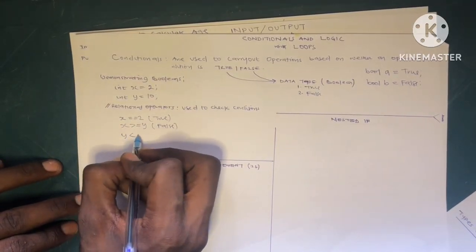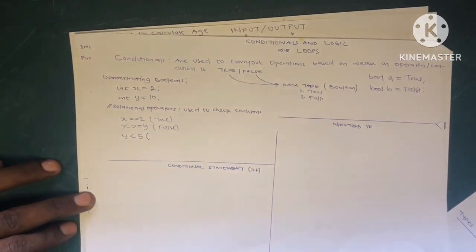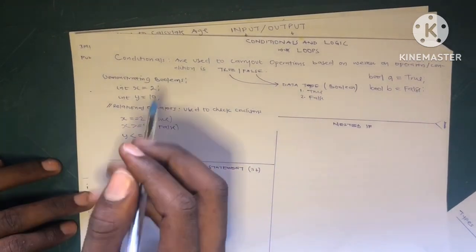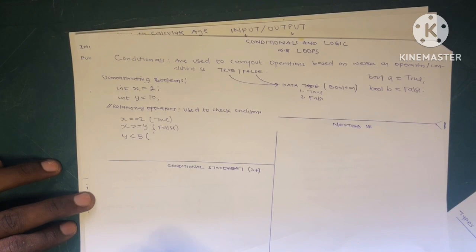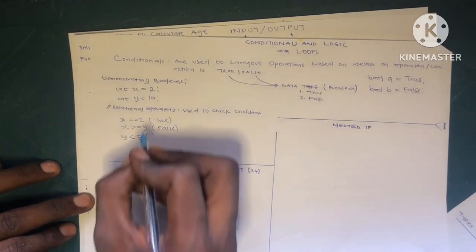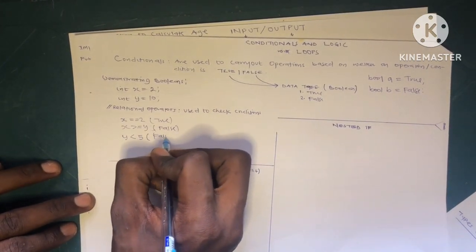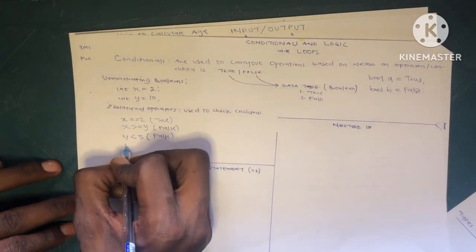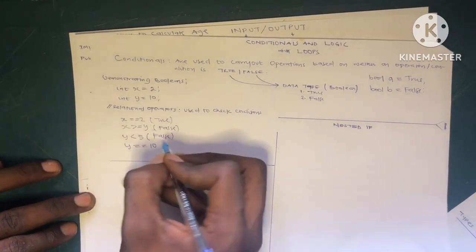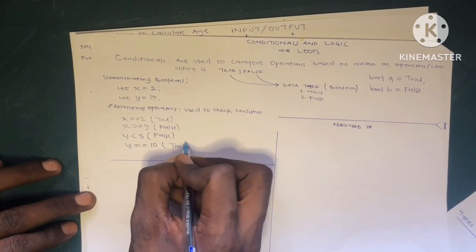Now, is y less than 5? Think about it. Is 10 less than 5? No. 10 is not less than 5 because 10 is greater than 5. So the answer will be false. Okay, now is y equal to 10? Yeah, the answer is true. Y is equal to 10.